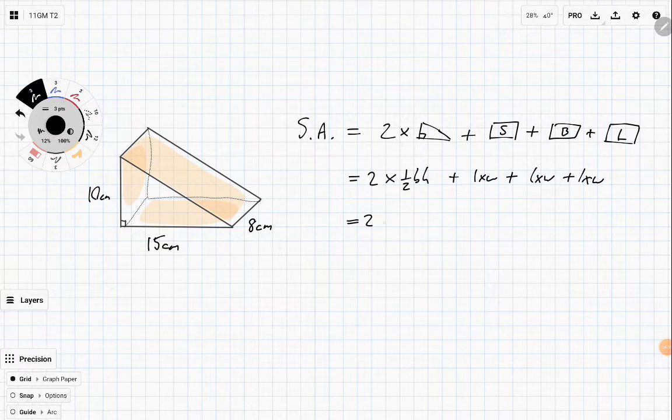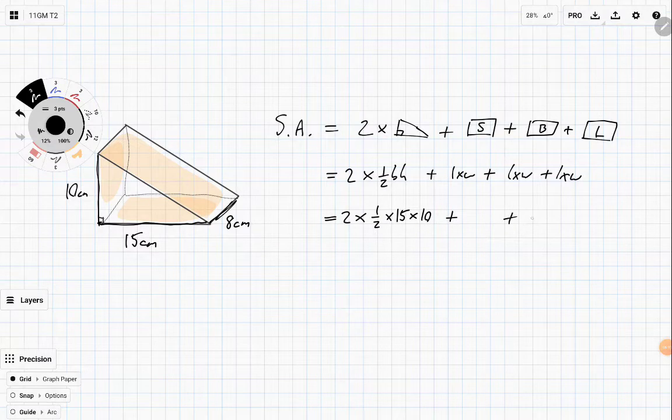Alrighty, so for the first one, it's going to be 2 times a half times, now the base times height, well, for the triangle, the base is 15 and the height is 10, so it's going to be 15 times 10. The slant one I'm going to leave for a second. We know one of the dimensions is 8. We actually don't know the other dimension just yet, so we'll leave the slant for the moment. The bottom is 15 by 8, and the left side is 10 by 8.